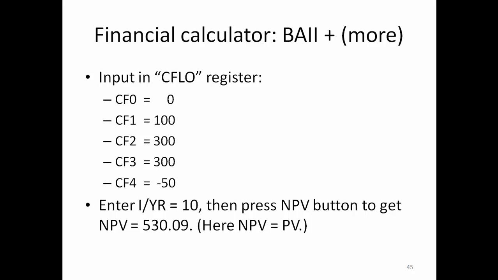In this example, in the BA II Plus calculator, what you need to input is CF0 is 0, CF1 100, CF2 300. So this is according to the timeline. Cash flow at the end of year 1, year 2, year 3, and year 4. Then you input 10 as I/Y and then press the NPV button to get NPV. Now maybe this sounds a little bit confusing to you, but again, check out the video demonstration posted on D2L. You will have a much better idea.